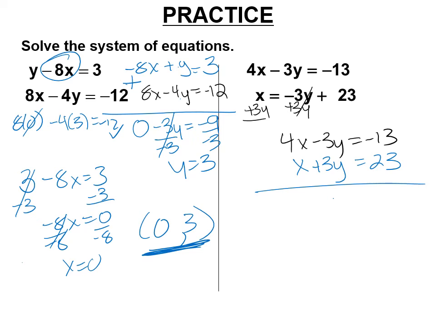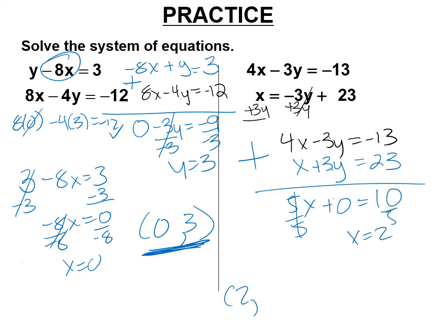Am I adding or subtracting? I'm adding this time. 4x plus x is 5x. I have opposites right there in the y. Negative 3y plus 3y is our 0. Negative 13 plus 23 is 23 minus 10. Divide both sides by 5. X equals 2. We have our x coordinate.